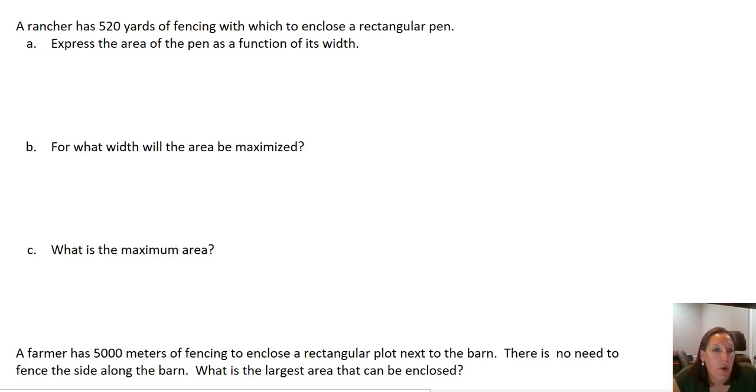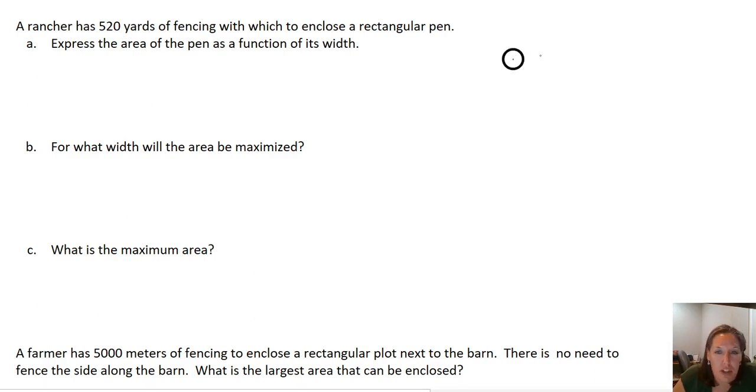Hello. In this video, we're going to take a look at a couple of applications involving quadratic equations, maximizing and minimizing, using some fencing problems. So these are kind of some classic quadratic function applications. All right, so we have a rancher that has 520 yards of fencing with which to enclose a rectangular pen. First thing we need to do is express the area of the pen as a function of its width.